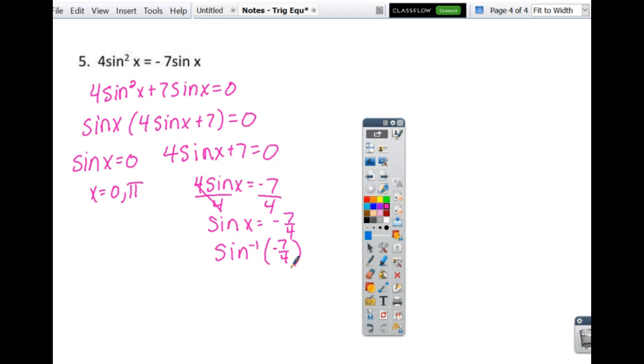So I'm going to get a reference angle. Sine is positive in first and second. Oh, I thought you said first and fourth. Third and fourth, sorry. I'm losing it. All right, so third and fourth, right? Once I get my reference angle, I'm going to take 180 plus my reference angle and 360 minus my reference angle.